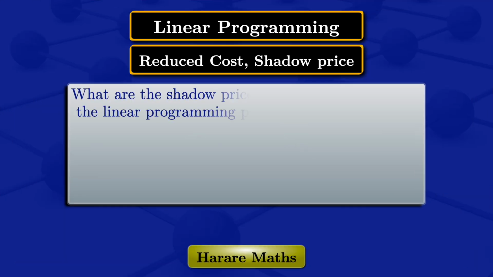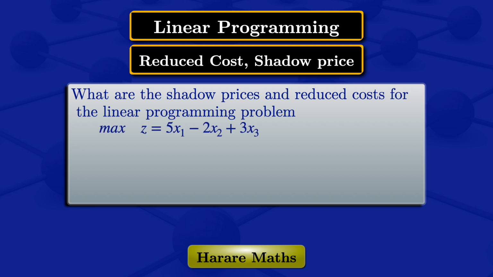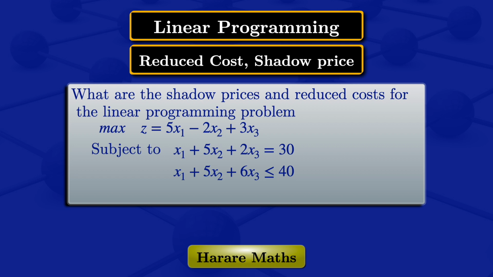In this video, I'm going to find the shadow prices and reduced costs for the linear programming problem: maximize Z equals 5x1 minus 2x2 plus 3x3, subject to the constraints x1 plus 5x2 plus 2x3 equals 30, x1 plus 5x2 plus 6x3 less than or equal to 40, with the variables x1, x2, x3 greater than or equal to 0.